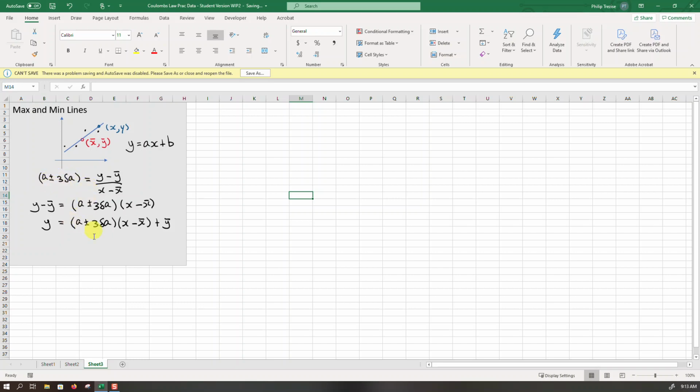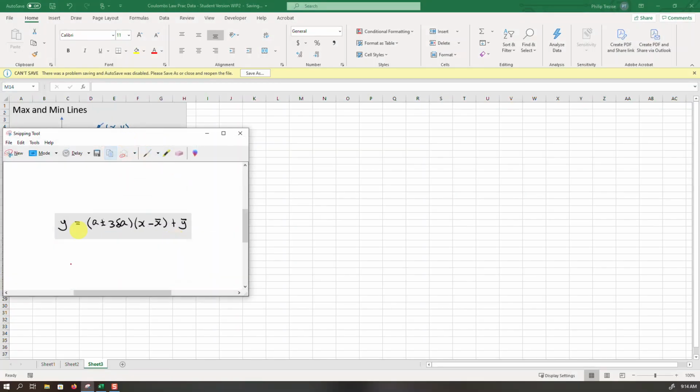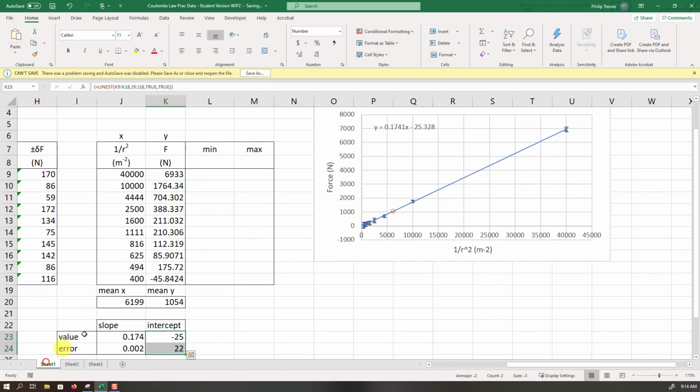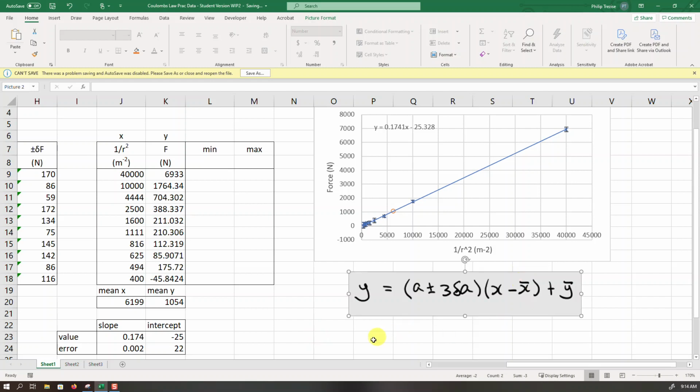So rearranging this, I can go the known gradient plus the uncertainty or minus the uncertainty, depending if I want max or min. That's times an x value, which is a variable, one of the x values in my table, minus the mean x, plus the mean y. Now that's the formula we're going to use to help us make the max and the min lines on our graph. Really, we don't need to remember the stuff at the top. We just need to remember that formula. So I'll just pop that over here temporarily on the page so we can see it.